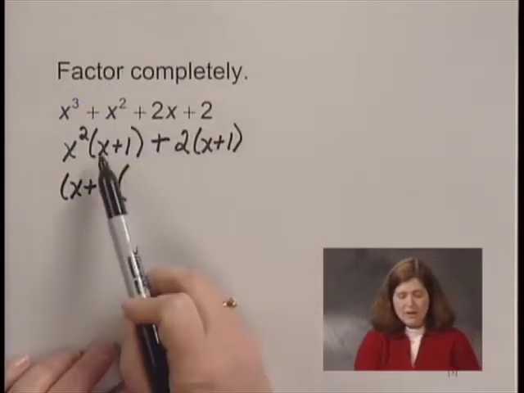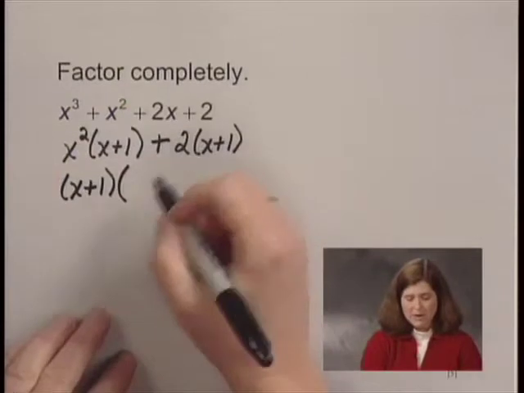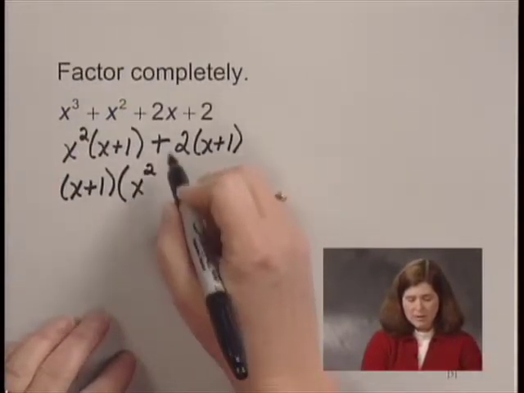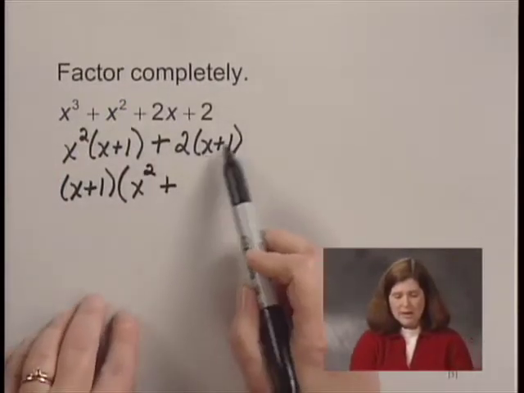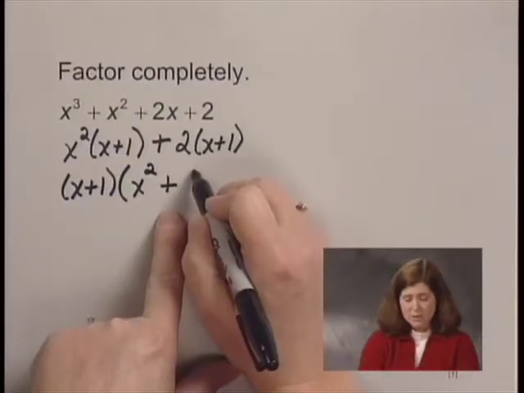times, and now x plus 1 times x squared was the first part, so I write x squared, plus x plus 1 times 2. I'm factoring out an x plus 1 there, so I'm left with a 2.